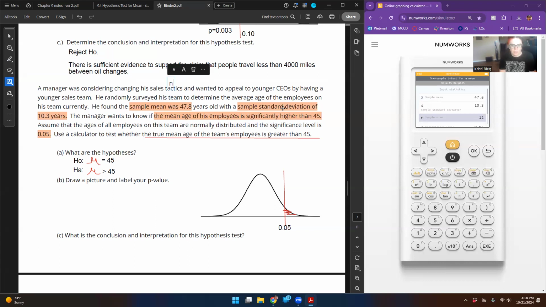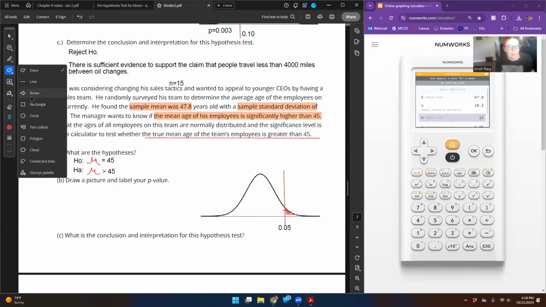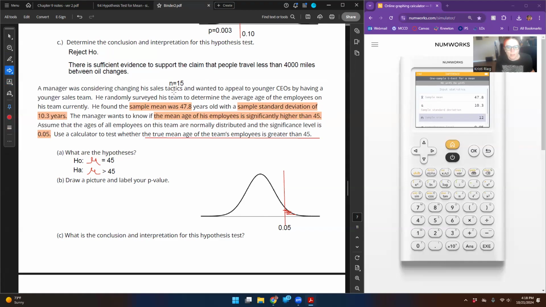Okay, so we're going to say that on his team there are 15 people. Okay, why? Because I said so. There's nowhere to justify that because it's not written in this problem. I am just adding that in as the teacher because we need it to solve the problem. Okay, so it's 15. And then we have 0.05, so we are done. And we get that our p-value is 0.15.